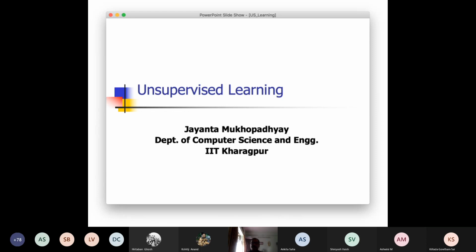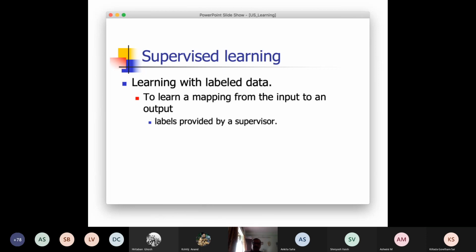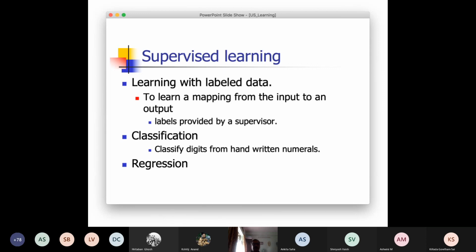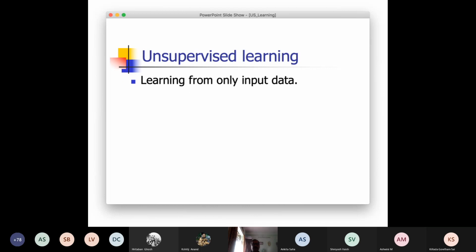Let me start a new topic, that is unsupervised learning. So far, we discussed supervised learning, where we have learned using labeled data. We have learned a classifier or even a regressor using labeled data. The problem was that you have to learn a mapping from the input to an output, and the labels are provided by a supervisor. So these are the examples where you can classify, you can regress. We have discussed these examples.